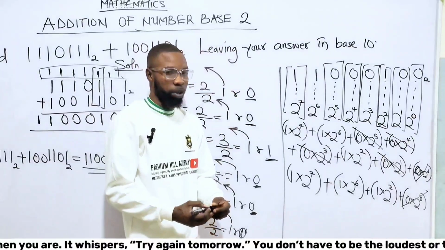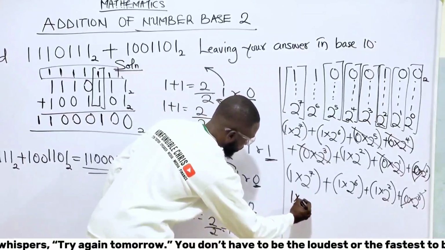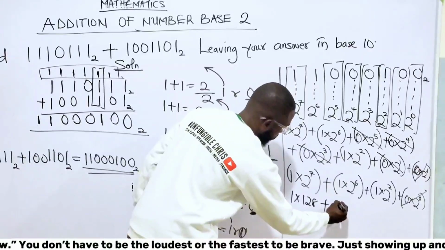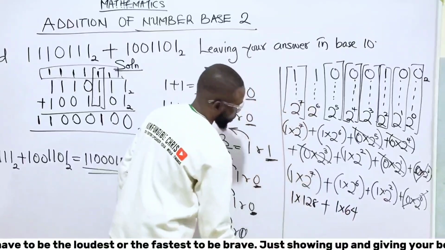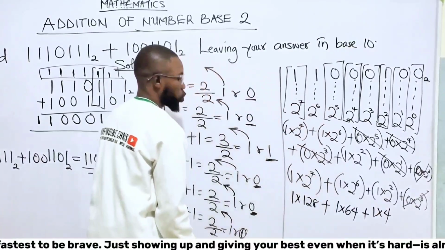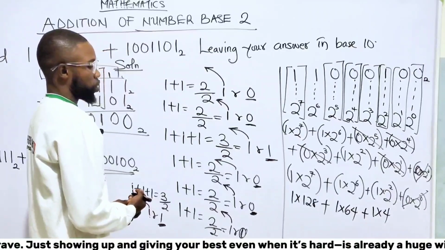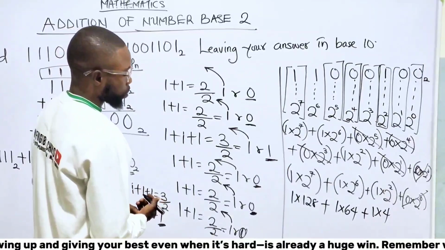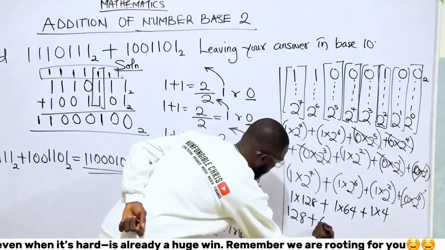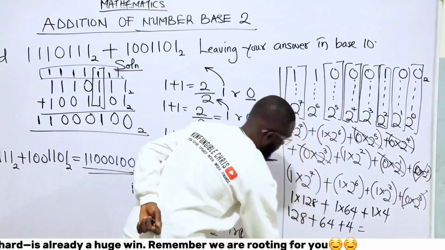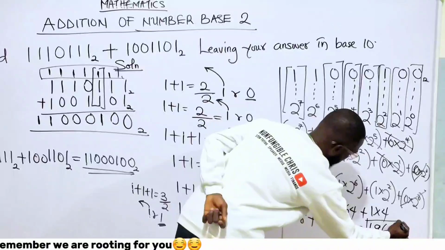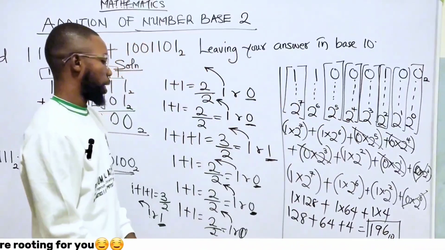So 2 raised to the power of 7 will give us 128, right? So 1 times 128, plus 2 raised to the power 6 is 1 times 64, and then 2 raised to the power 2 is 1 times 4. So 128 plus 64 plus 4, everything here is going to give me 196 base 10. So my total answer there is 196.